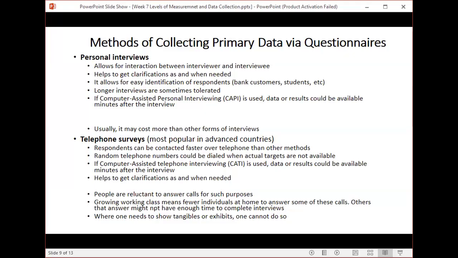Now, the second way you can collect data through questionnaires is through telephone surveys. This one is mostly common in advanced countries. You call someone, they pick up, you introduce yourself, and you start telling them what you're about to do. Then they say, okay, let's do it. Then you start asking the questions, and it goes on.